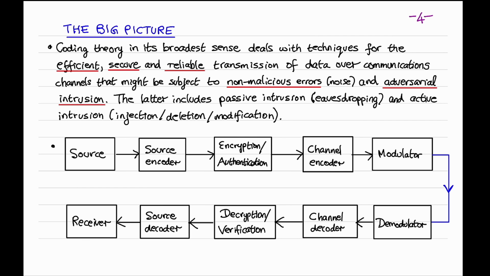So this course will be concerned with the channel encoder and the channel decoder portion of this diagram. You can learn about encryption and decryption, and also about message authentication and verification in a cryptography course. Data compression falls under the umbrella of information theory.